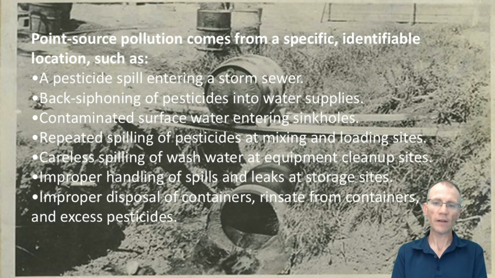This is going to be very important for you as an applicator, as well as if you're taking any core exams. These questions come up regularly. Point source pollution comes from a specific identifiable location, such as a pesticide spill entering a storm sewer, back siphoning of pesticides into water supplies, contaminated surface water entering sinkholes, repeated spilling of pesticides at mixing and loading sites, careless spilling of wash water at equipment cleanup sites, improper handling of spills and leaks at storage sites, improper disposal of containers, rinsate from containers, and excess pesticides.